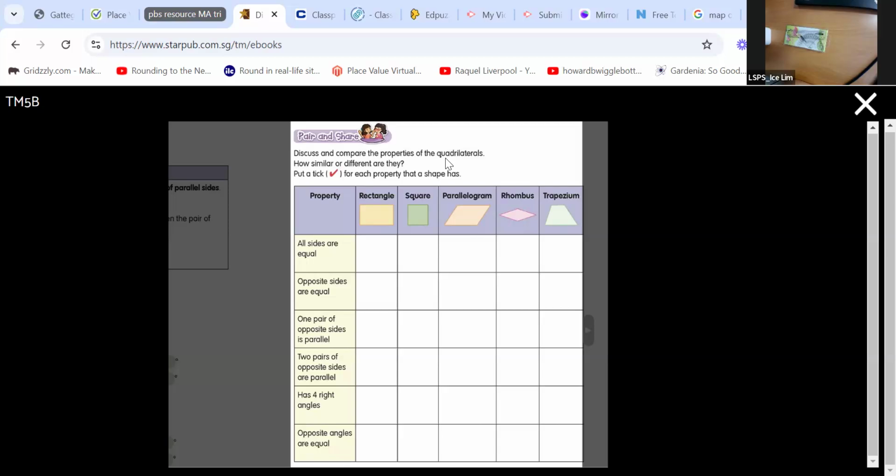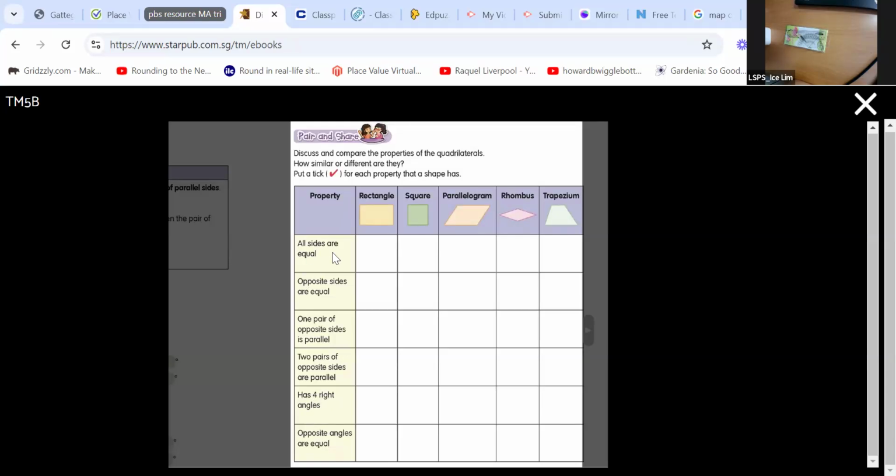Okay, this word itself is already a bit like a tongue twister. Quadrilaterals. Lateral means side. Quad is four. Quadrilaterals means it's a four-sided figure. Now there's this. These are all the properties that we're supposed to remember, memorize, and these properties are like, for example, all sides are equal, opposite sides are equal, one pair of opposite sides are parallel, two pairs of opposite sides are parallel, four right angles, opposite angles are equal. That's like 6 things to memorize.